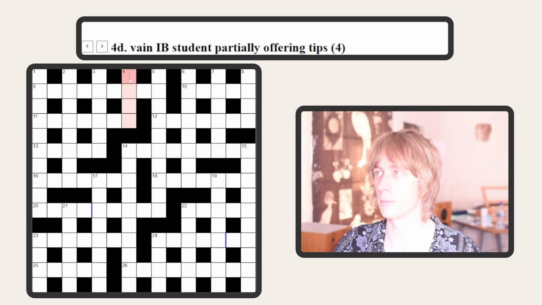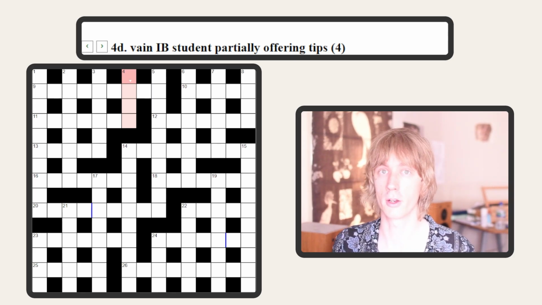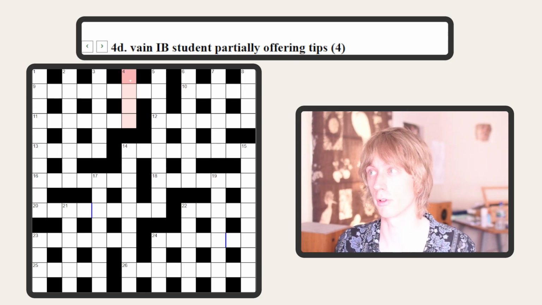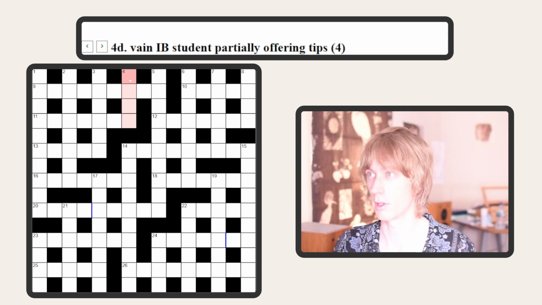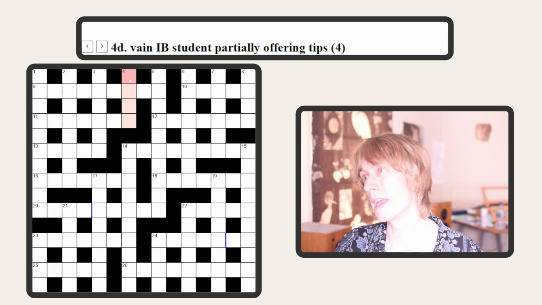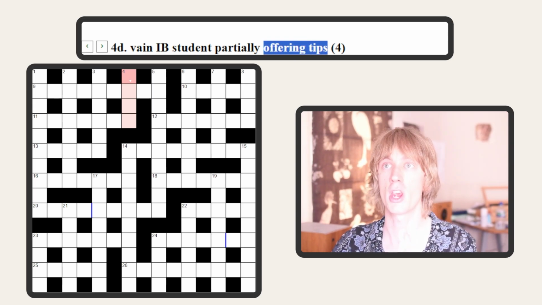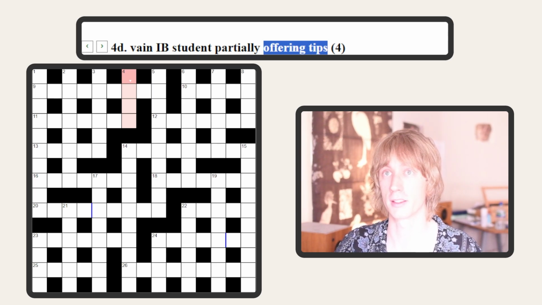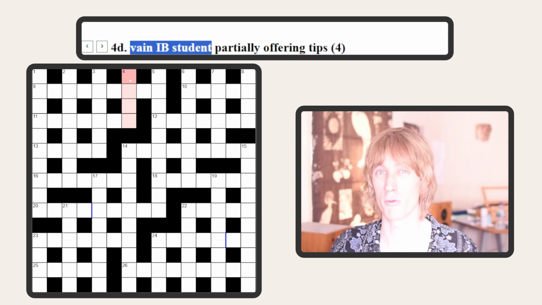Vain IB student partially offering tips. Now, remember in a cryptic crossword clue, there are two parts of every clue, right? There's the surface and there's the literal. And we don't know which side the literal occurs on. So in this clue, it could be that vain is the literal, or it could be that tips is the literal. Offering tips maybe as well, because of course, it can be any chain from the end or any chain from the beginning. So it could be vain IB student, but that's pretty unlikely.